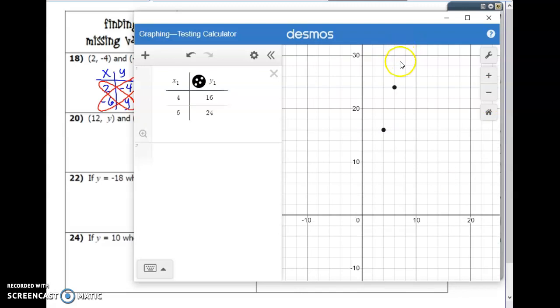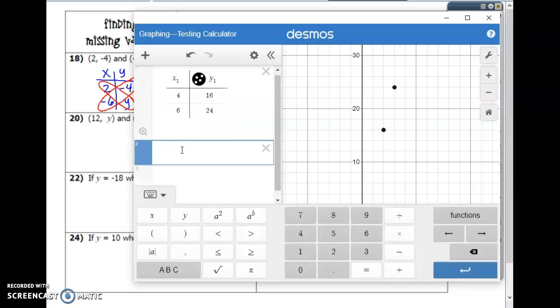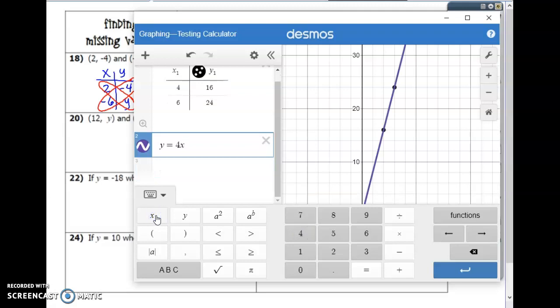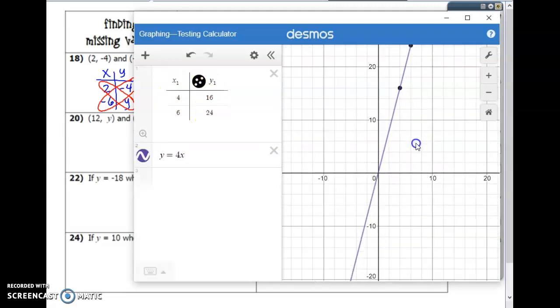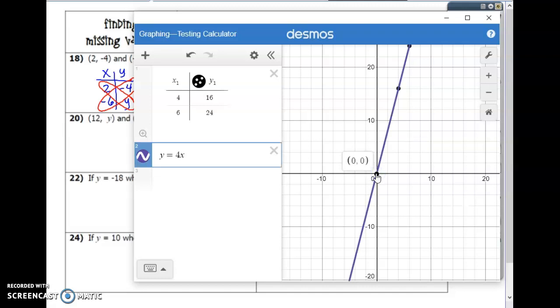So here are my points. If I draw a line, it will eventually end up crossing through here. 4 times what gives you 16? 4. 6 times what gives you 24? 4. So my equation would be y equals 4x because I'm multiplying all the numbers by 4, right? I multiply this times 4 gives me this one. I multiply this times 4 gives me this one. So that should be my equation that goes through the origin if you were thinking of how to find it.